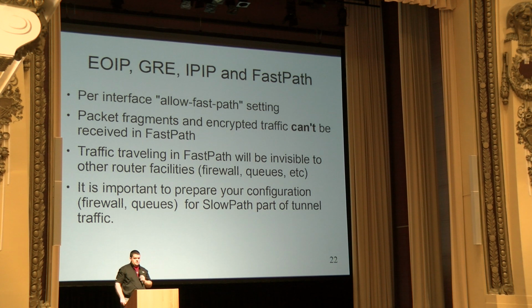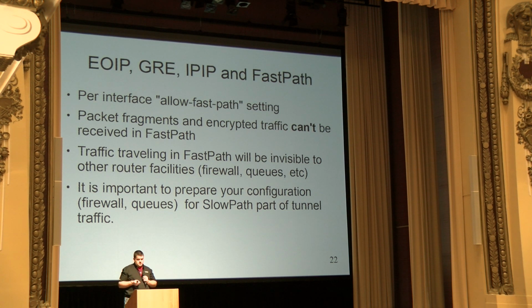So what about these tunnels? We couldn't make the regular FastPath implementations for them because it might get very tricky explaining to your administrator where the traffic went if it just disappears when you enable FastPath. So we just added a per-interface option, where when you create each tunnel, you can check the allow FastPath setting, and traffic for this tunnel will go the FastPath way.